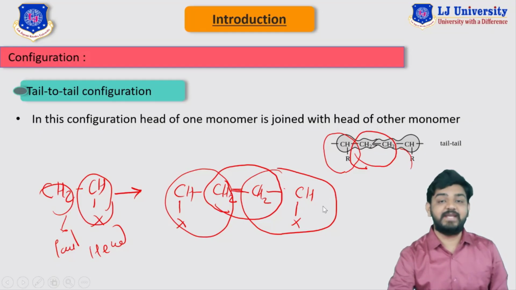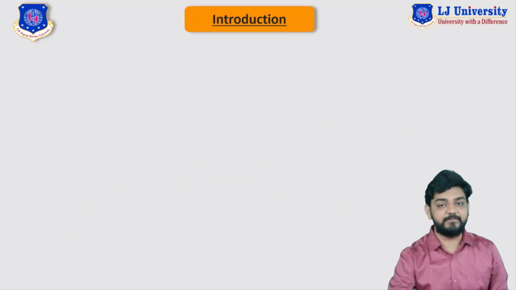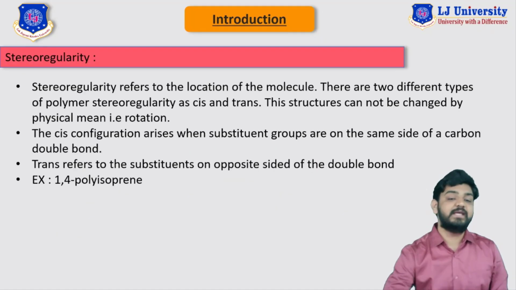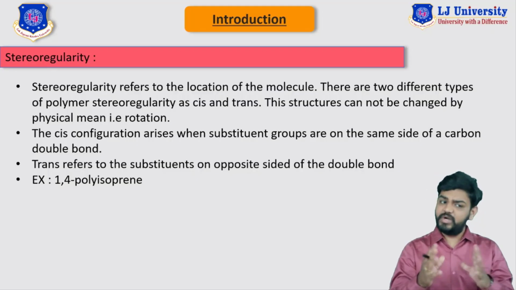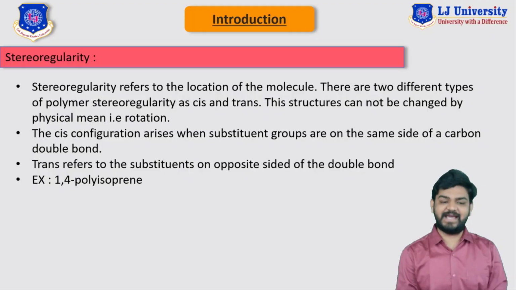Now let's move to the next topic, stereoregularity. Well, stereoregularity refers to the location of the particular molecule. There are two different types of polymer stereoregularity, cis and trans. This structure cannot be changed by just simple rotation. So we can say that this stereoregularity also comes under the tag of configuration, where we break the bond and try to make another bond, and we simply do not rotate the molecule as we have seen in conformation.